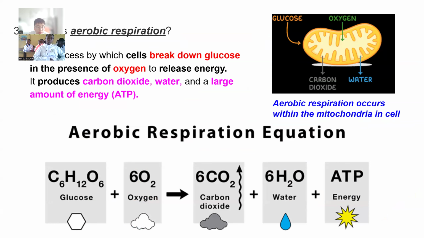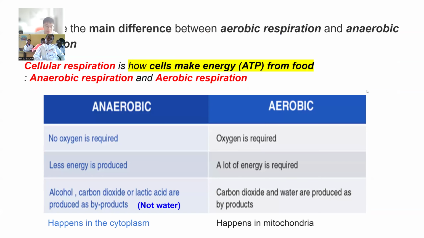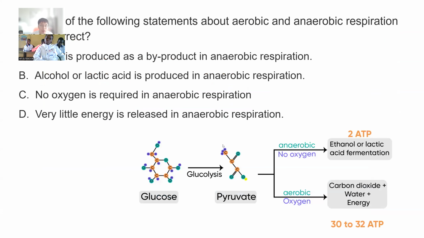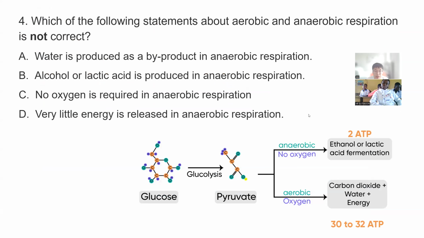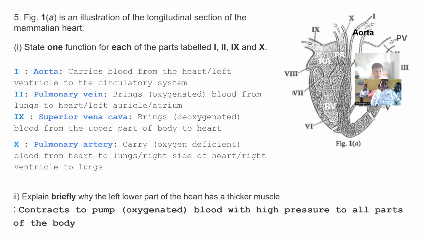But before we did that, we also talked about respiration: aerobic respiration needs oxygen, and anaerobic respiration does not require oxygen. And we talked about the differences between the two. And then we moved on to the circulatory system of the human body.